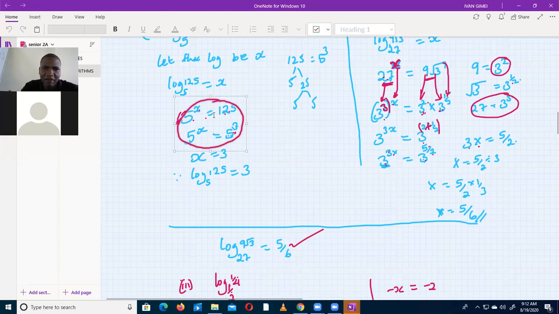125 is equal to 5 power x. Then you prime factorize 125, which is the same as 5 cubed. Since the bases are the same, we now apply the concept of indices to manipulate that further, and we end up with x equals 3. That means that log of 125 base 5 is the same as 3. We did several other examples here. We came and looked at quite a number of things.